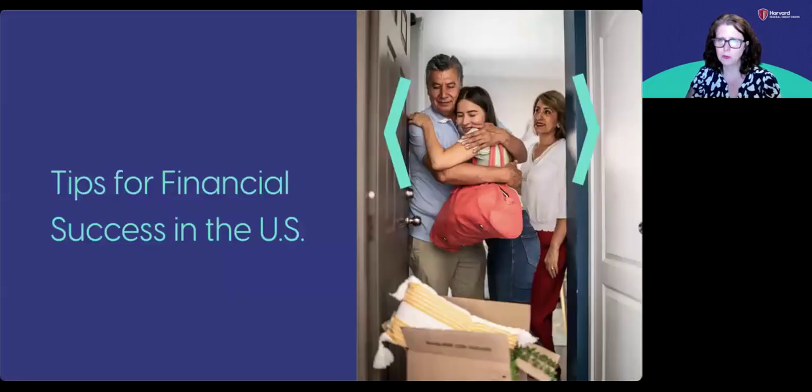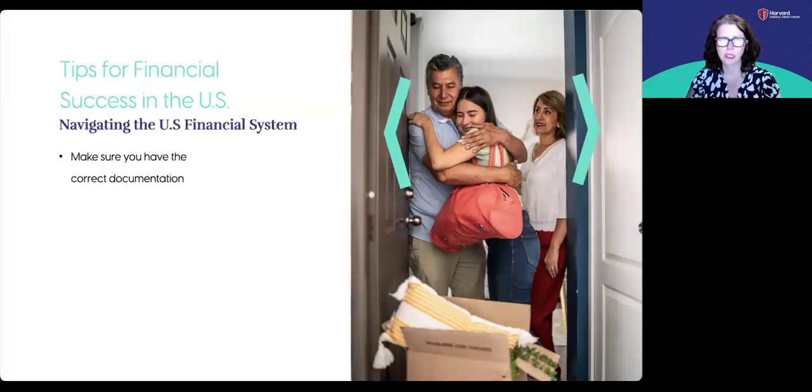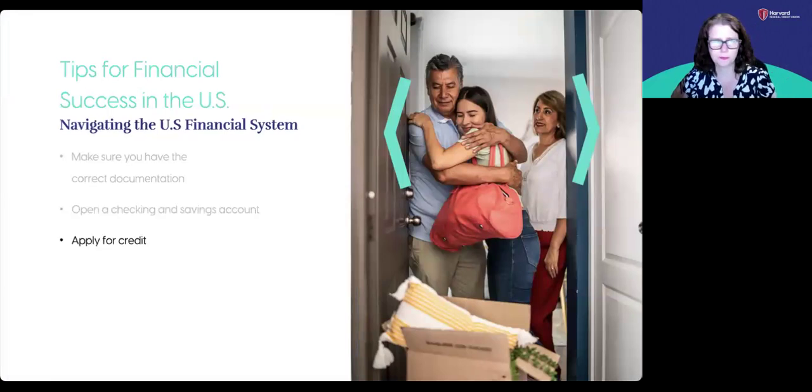So as we wrap up, we just wanted to give you a few tips and some resources for financial success. As we talked about, make sure you have the right documentation, like your ITIN. Keep track of all your documentation in a safe place where you can access it easily. Open that savings and checking account with us or somewhere else, wherever you want to do that. Apply for credit before you need it. Just make sure you have some credit available to you so that if you have that situation where you need to charge something, you can.